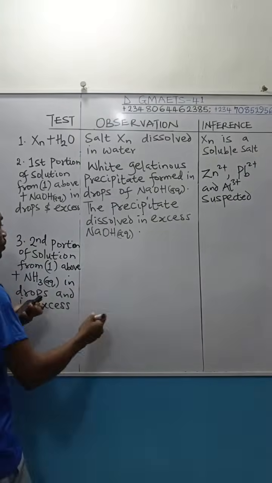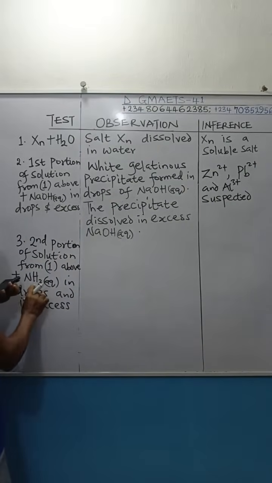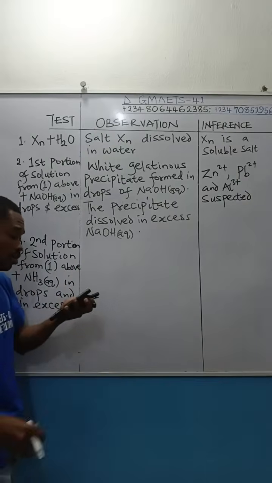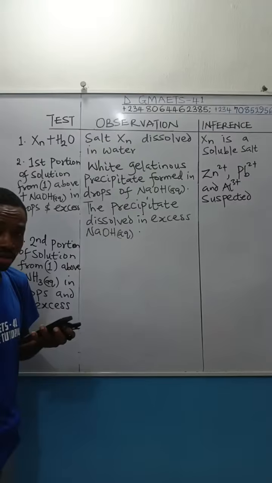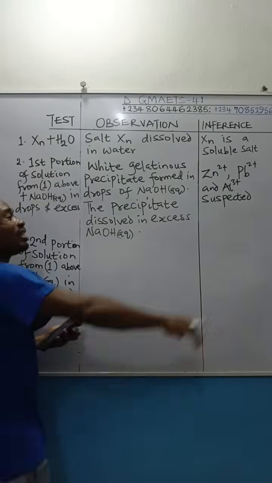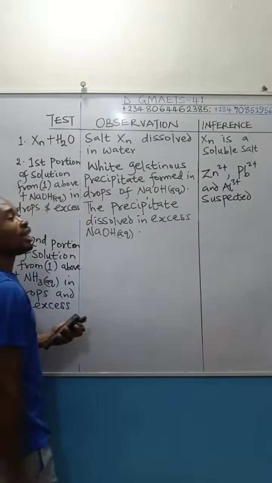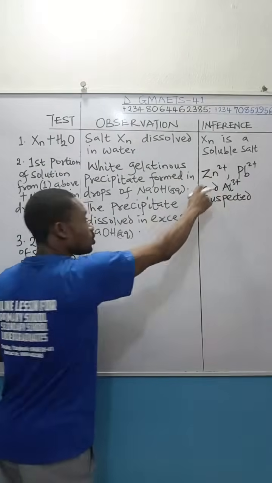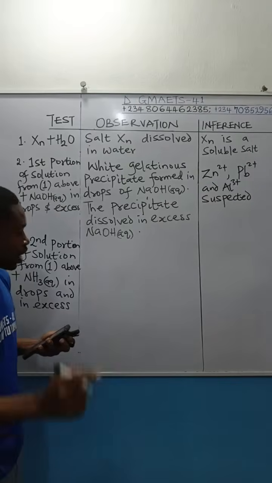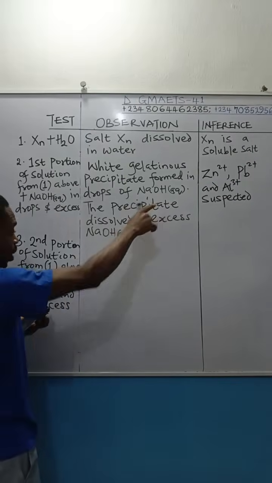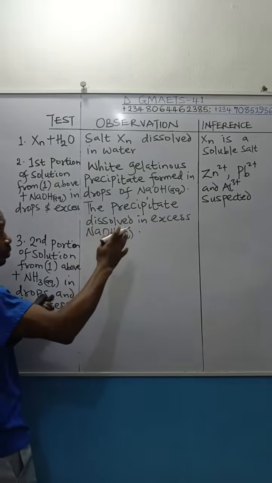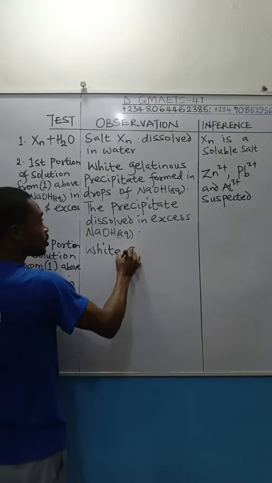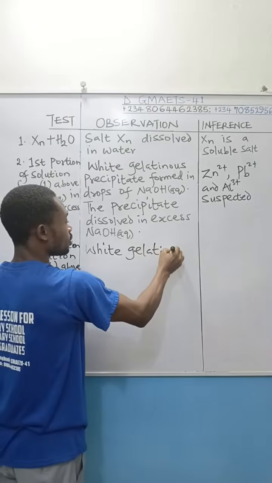Okay, let's move on. Now, the fact that the test for cation here terminated with ammonia, because of the reagents mentioned, it simply means that the cation that the salt XN contains is going to be zinc. I will tell you why. Out of these 3, white is going to be zinc. And what will be the observation? The observation will be white gelatinous precipitate. White gelatinous precipitate.